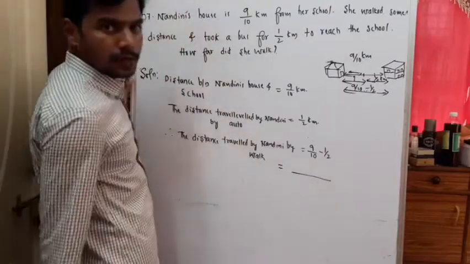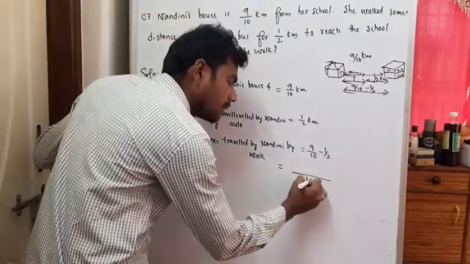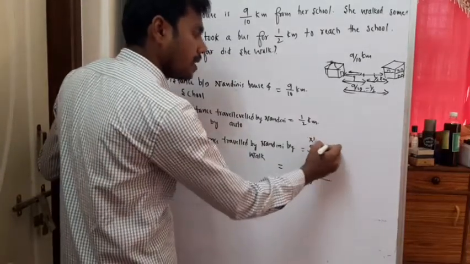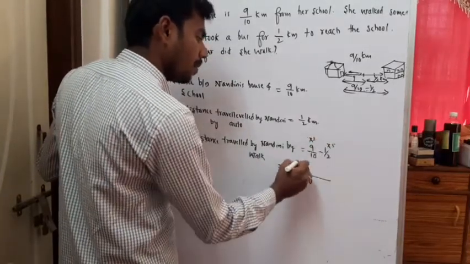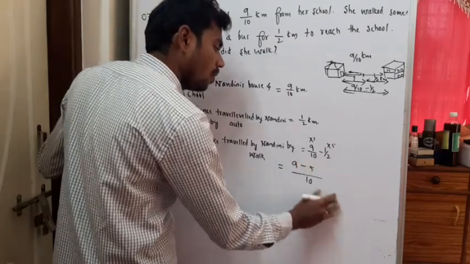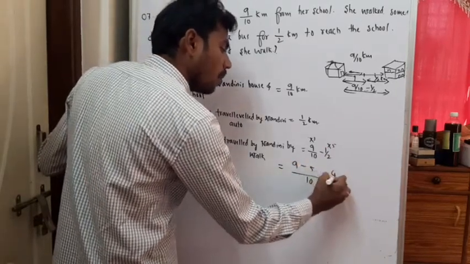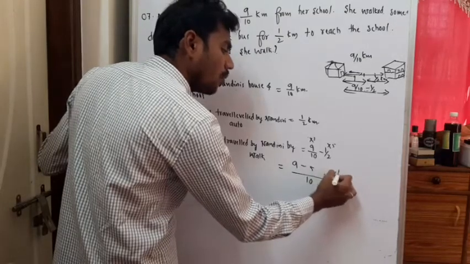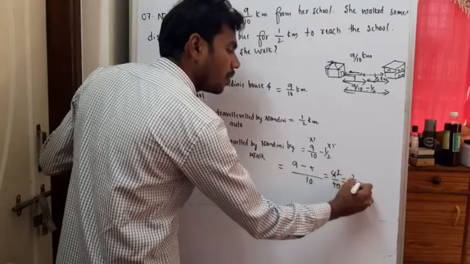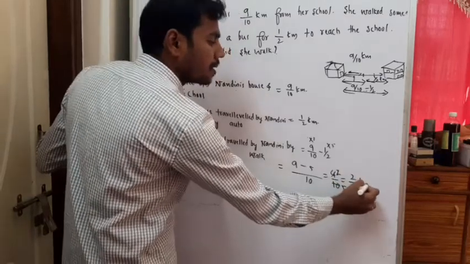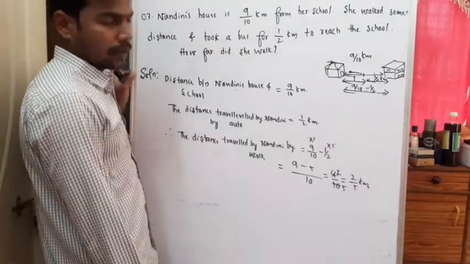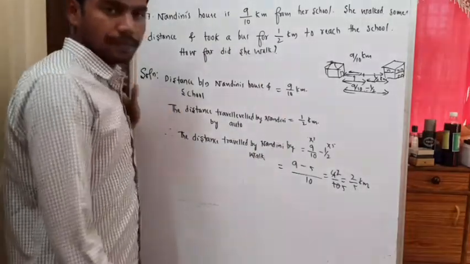So 10 is a multiple of 2, so 10 will be the LCM. 10 ones are 10. 2 fives are 10. So 9 ones are 9 minus 1 fives are 5, which is equal to 4 by 10, which is equal to, 2 twos are 4, 2 fives are 10, so 2 by 5 kilometer she traveled, she went by walk. So please note this down.